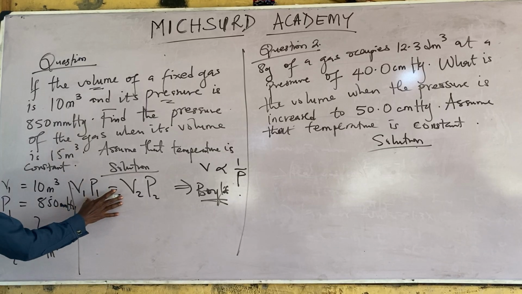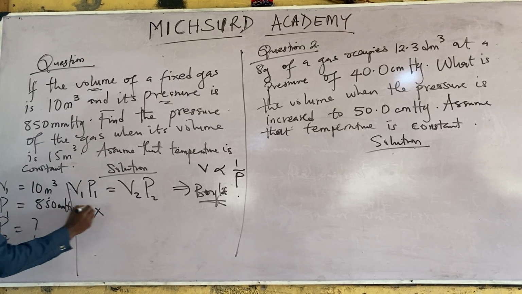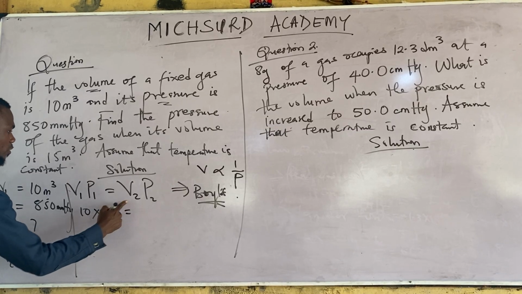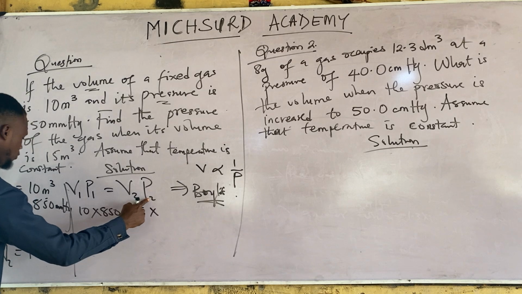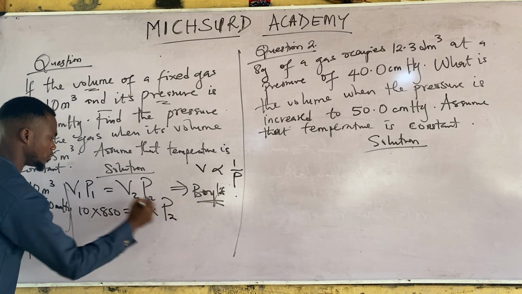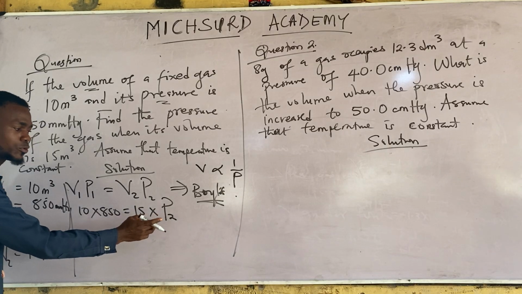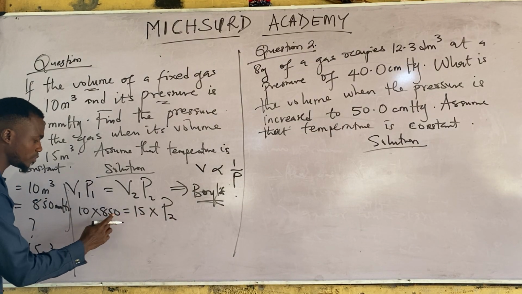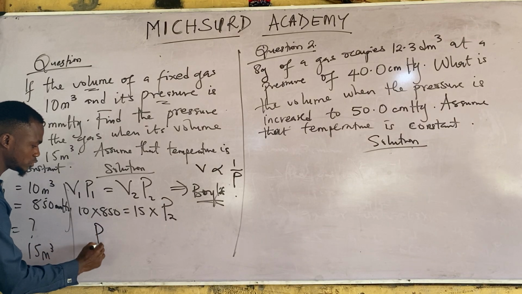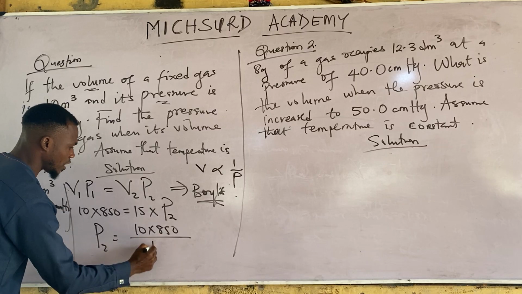So if we substitute here, we have that V1 is 10 times P1 is 850 equal to V2, which is 15, times P2. P2 we don't know, so P2 is unknown. We are looking for P2. Now I will divide through by 15 to make P2 the subject of the formula. So if I divide through by 15, we have that P2 is equal to 10 times 850 divided by 15.